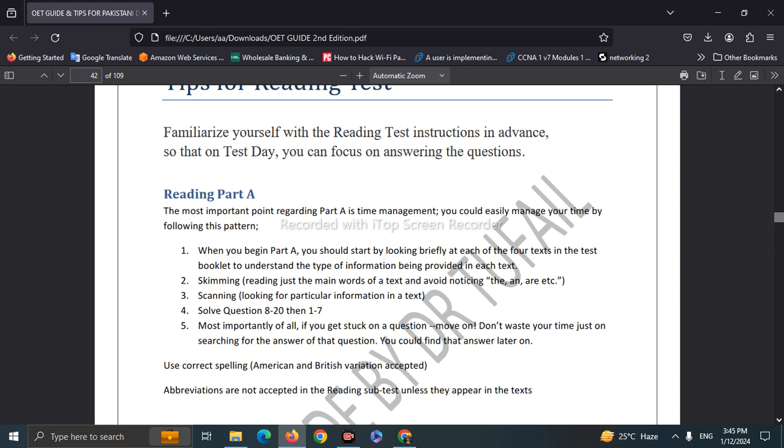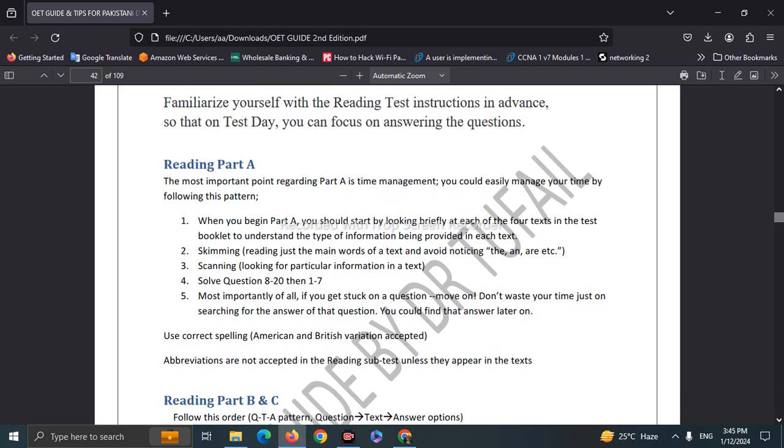I will suggest there are two techniques many people use. Some answer starting from questions 8 to 20, then come to questions 1 to 7, and others go in series. So you can try both and find which works best for you. Mostly if you start from questions 1 to 7, you will get an idea about the four paragraphs, and which information is contained in which paragraph.